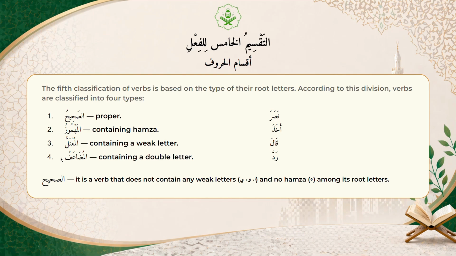Okay, what is sahih, proper? Sahih is a verb that does not contain any weak letters, like alif, waw, ya. These 3 letters are called weak letters, and it also doesn't have hamza amongst its root letters. Right? So this akhadha will not be called sahih. Why? Because it has hamza in it.